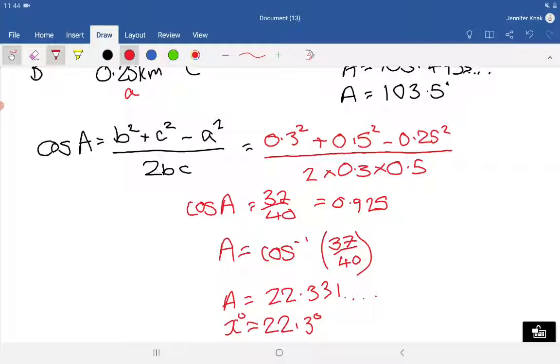So that's cosine rule. It is literally just like doing sine rule, but 2 different formulas to use. Hopefully you'll get on okay with it, but I'll be on the lessons all week if you're not sure.